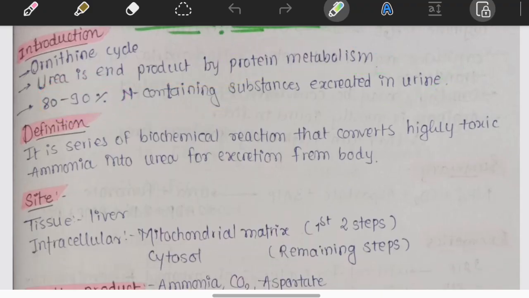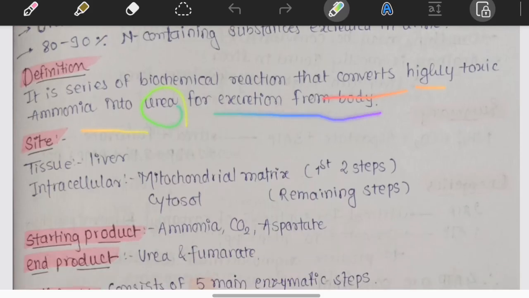How? Let's see. First, the definition. It is the series of biochemical reactions that converts highly toxic ammonia into urea for excretion from the body. Then the site: the tissue site is the liver, and intracellularly the mitochondrial matrix and cytosol. The first and second steps occur in the mitochondrial matrix, and the remaining steps occur in the cytosol. Remember, the tissue site is only the liver.